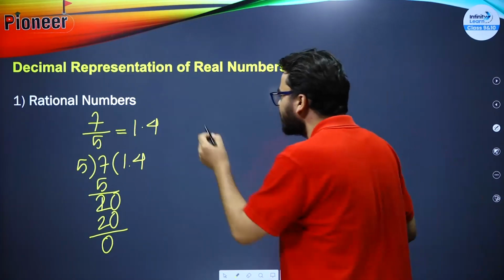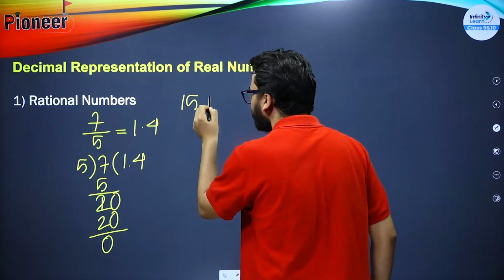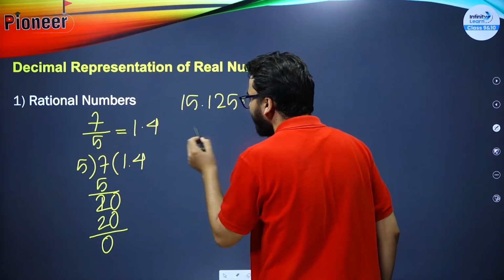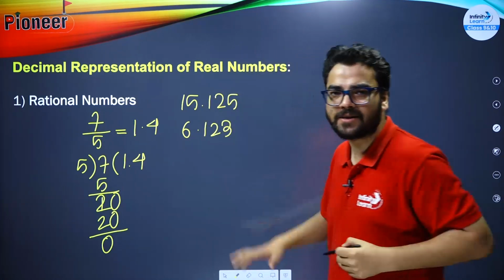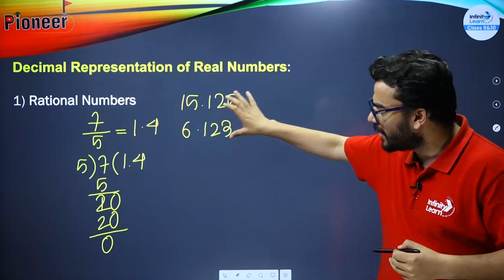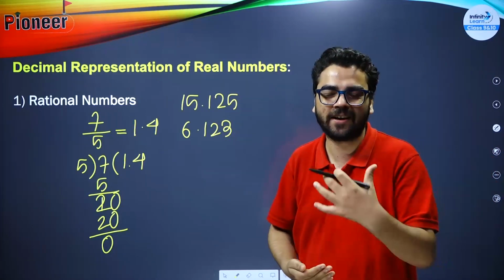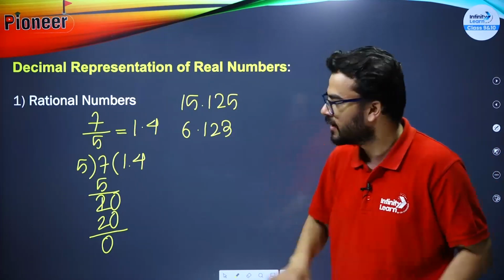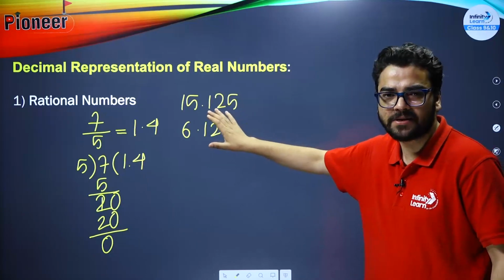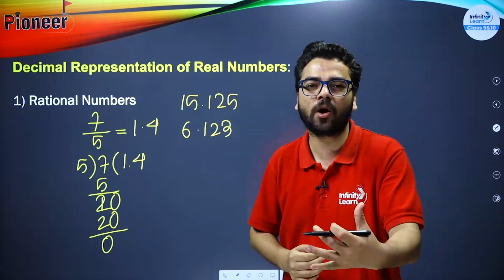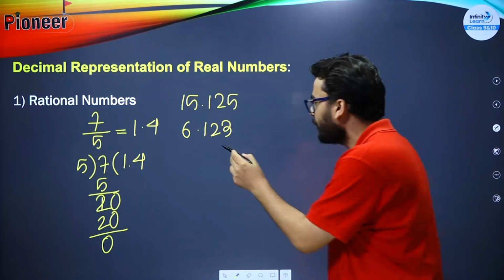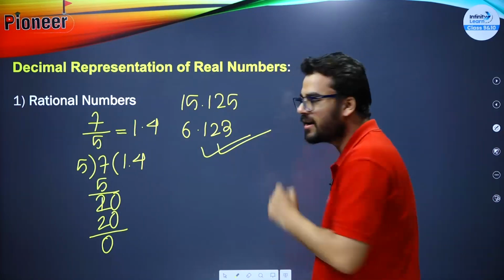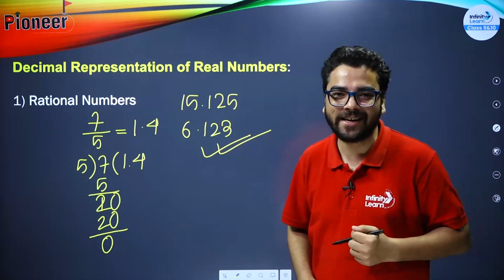So it can be like this, for example, 15.125. It can be like this, 6.123. Obviously, these will be the decimal representation of such big numbers. So obviously, I cannot show the division over here. I hope you understand. So these are terminating decimal representations. Terminating means it is stopping after some places of decimal. So this is the first type where the decimal representation is terminating. I hope this thing is clear to you.